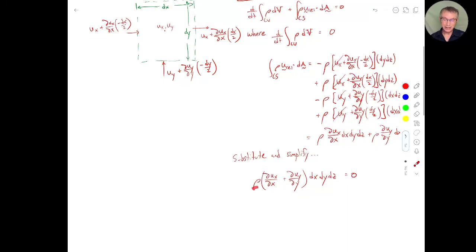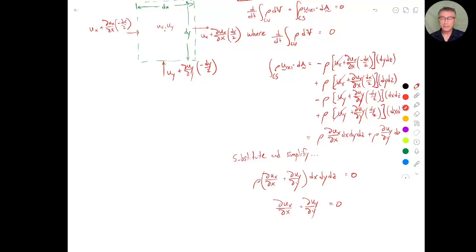In general, the density is not going to be 0. Same with the volume, it's not going to be 0. So what we're going to be left with is dux/dx plus duy/dy will be 0. So this is what we get from conservation of mass.